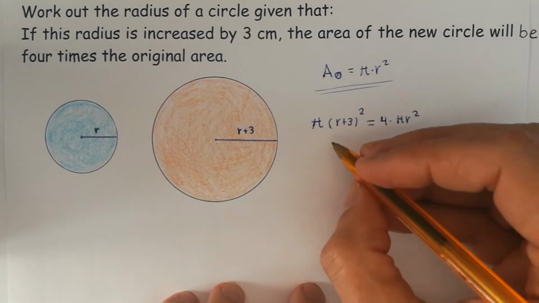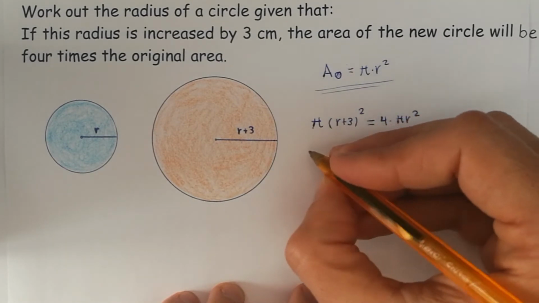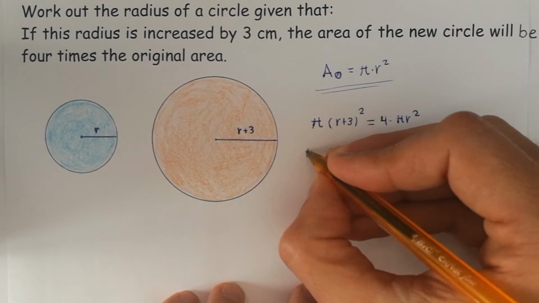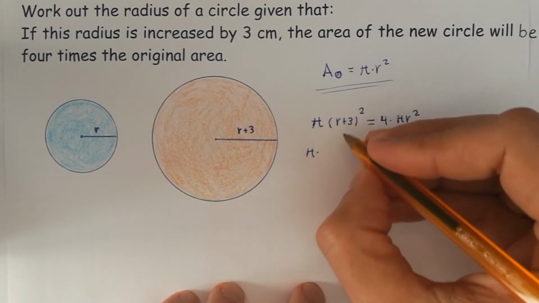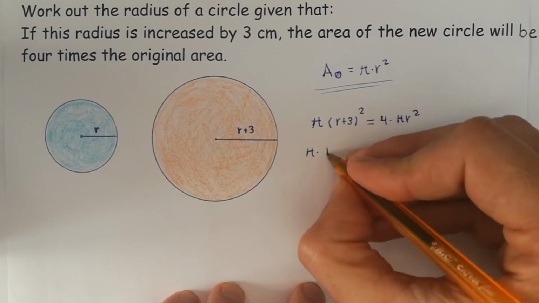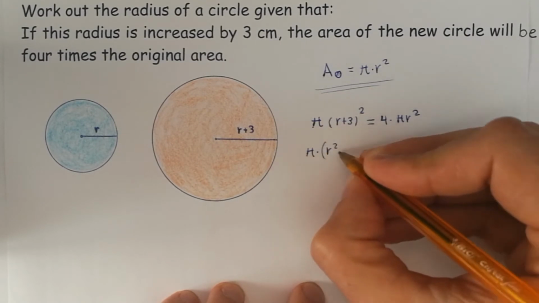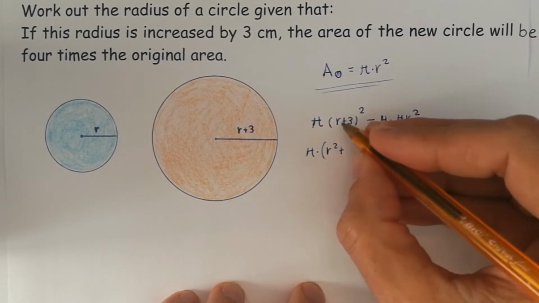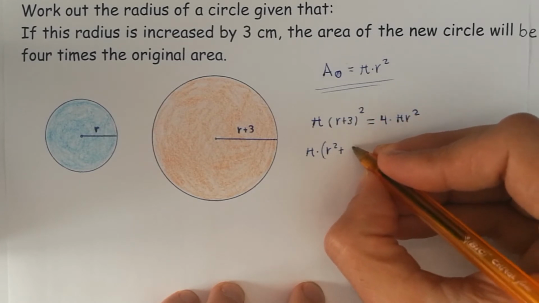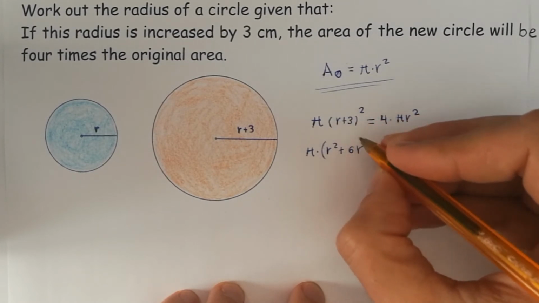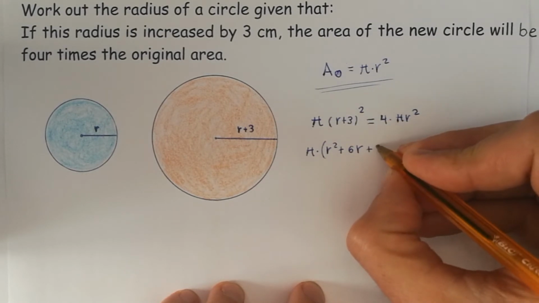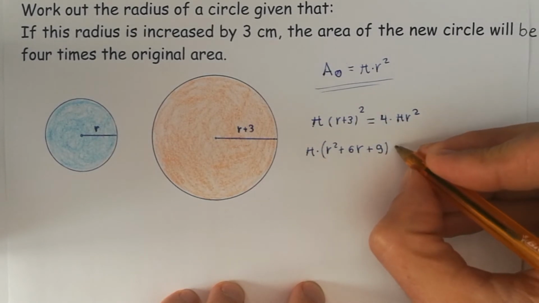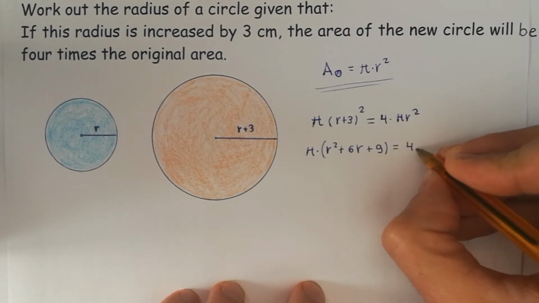Now we have to operate this expression, expand this expression, multiplying by itself, or if we know the formula, this is the first term square plus 2 times the 2 terms, so 6r, and plus the second one square, that is 9. And the other side stays the same.